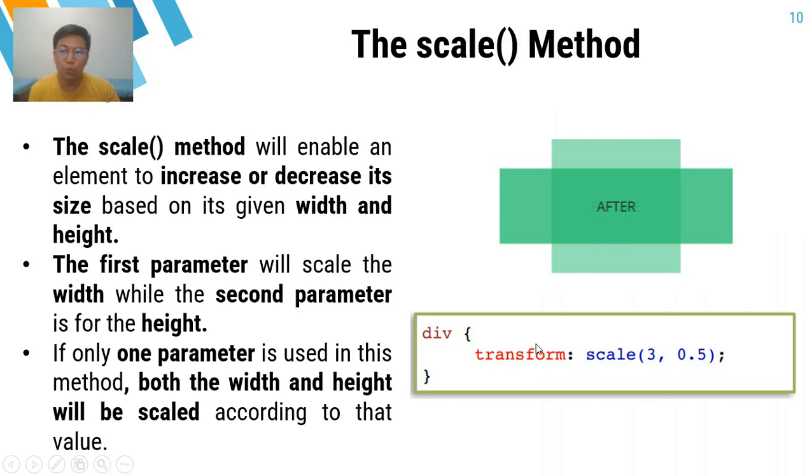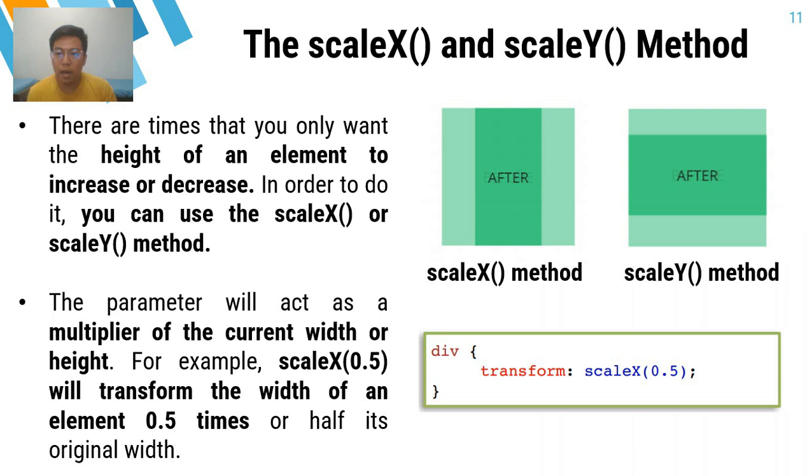So for you to see how the scale method is used, I want you to encode this on your brackets as well. We have scale 3, this will be for your width, and 0.5, this will be for your height. The 3 indicates that the size will be multiplied by 3 times, and the height will be multiplied by 0.5. So it will be smaller, while the width will be bigger. Let's take a look at the following example.